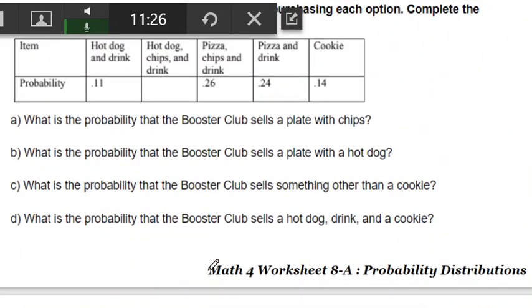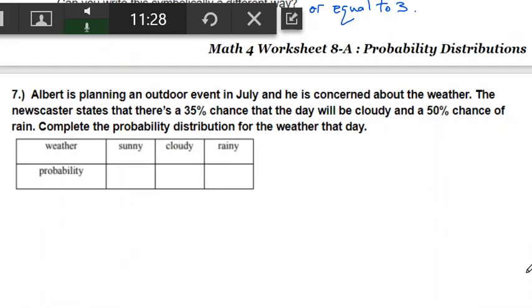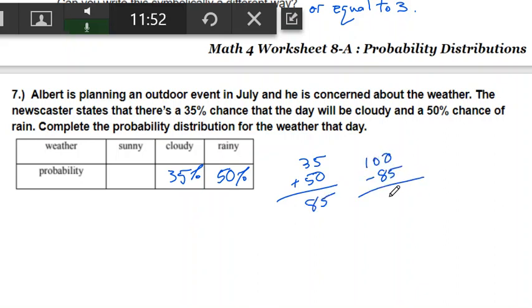Now we got a few more of these to go. All right, Albert, planning an outdoor event. Let's see, 35% chance of cloudy, 50% chance of rain. So when we add those two together, we get 85, and we take that away from 100, and we get 15. I said complete the probability distribution for the weather that day. We have done that.